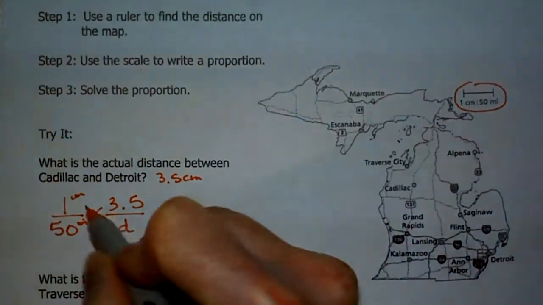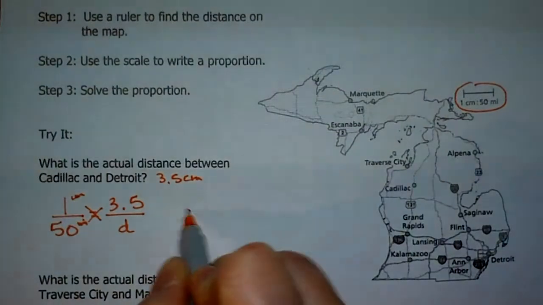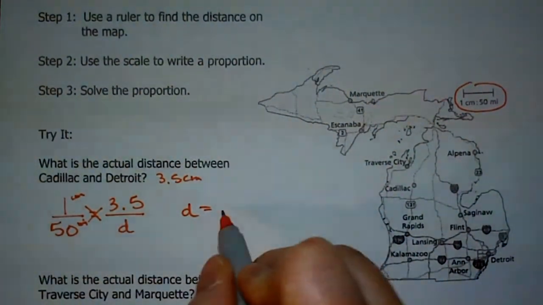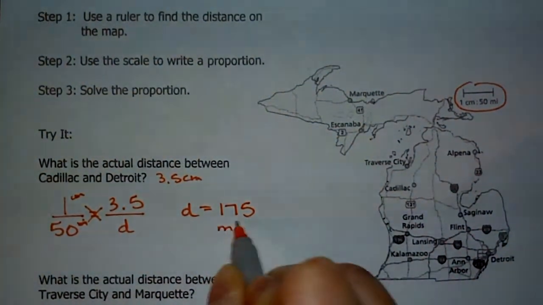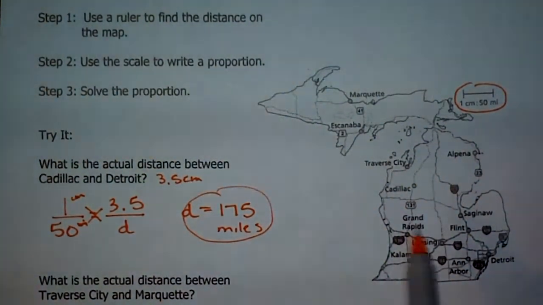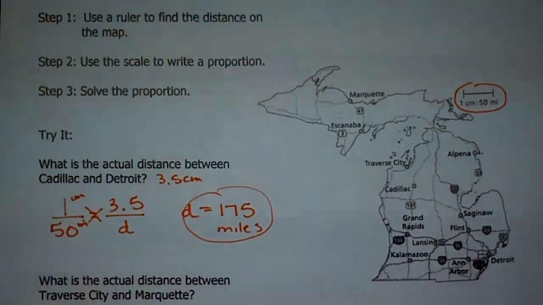We're going to cross multiply. So D times 1 is D. And when you take 50 times 3.5, yep, it's 175. Now I definitely want to list the measurement here because I don't want there to be confusion between centimeters and miles. So this is 175 miles. So according to this map, it's 175 miles from Cadillac to Detroit, or Detroit to Cadillac, however you look at it. All right, let's try another one.